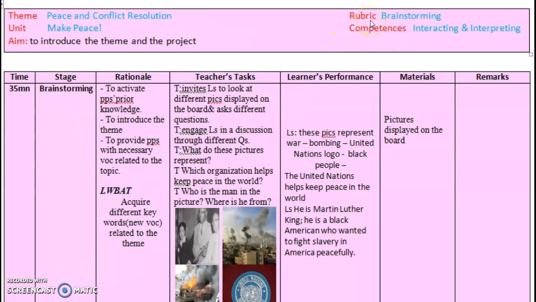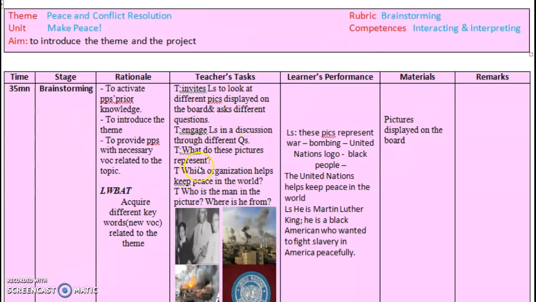Here on the left we have the rubric, and the rubric here is brainstorming. Competencies here are interacting and interpreting. In this lesson, students just need to take some little notes about new vocabulary words. It could be done orally also.